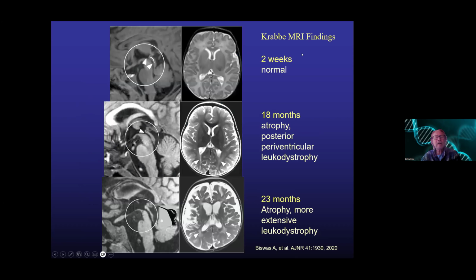So these are the MRI findings over time in this group of patients. So here early on, things start off pretty normal. This is the brainstem and cerebellum. And then by 18 months, here's posterior periventricular leukodystrophy and atrophy here of the pons and brainstem area. And here there's more extensive leukodystrophy and more atrophy that's going on.